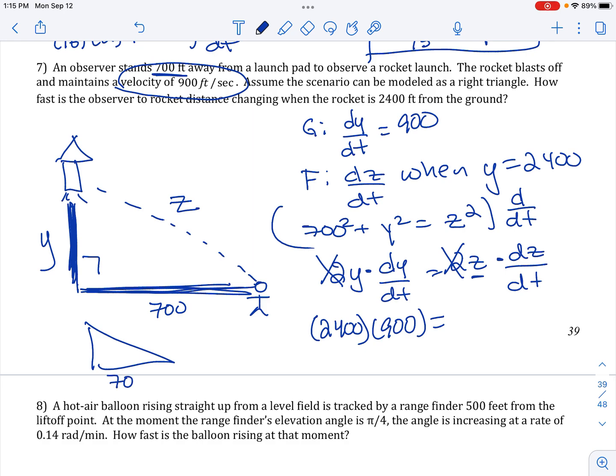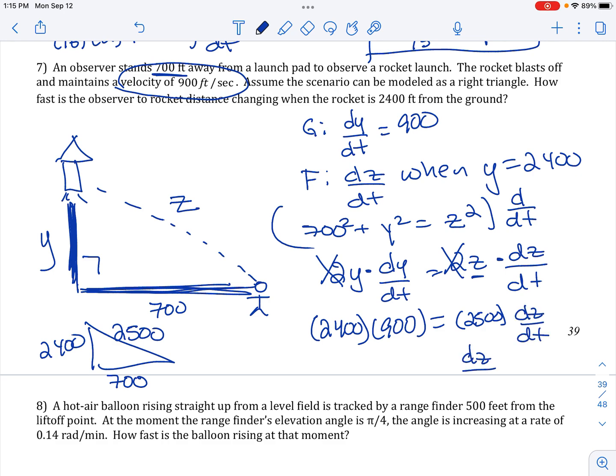I know this is 700. I want to know what happens when y is exactly 2,400. Here's your Pythagorean triple again. 7, 24, this has to be 25, so 2,500. Or you can use your Pythagorean theorem if you need to. So z is 2,500. I'm looking for dz/dt.